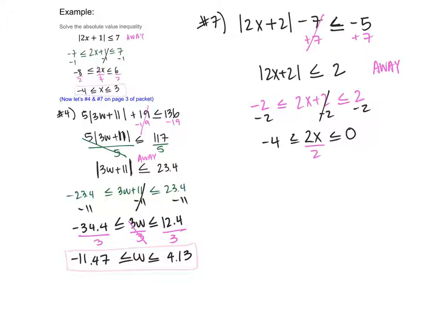If I divide this by 2, then this side would still be 0, right? 0 divided by 2 is 0. You have an x, bring it down, and then negative 4 divided by 2 is negative 2. And so now we have this inequality that is x is between negative 2 and 0, right? But we're not done here because we need the interval notation.